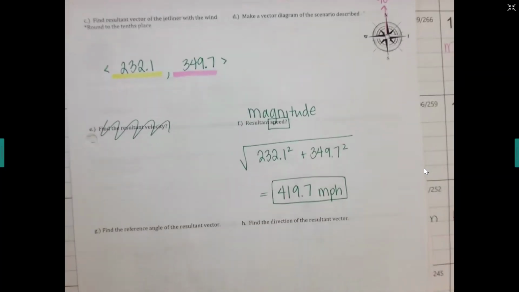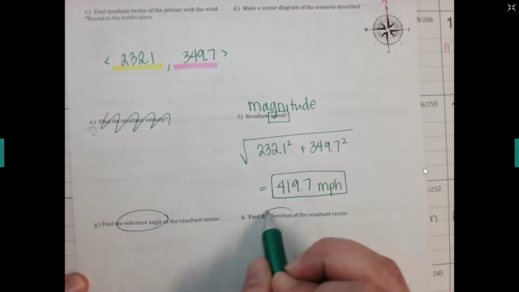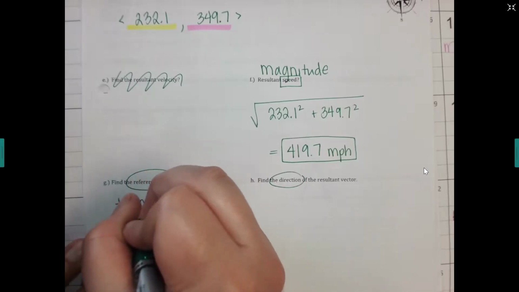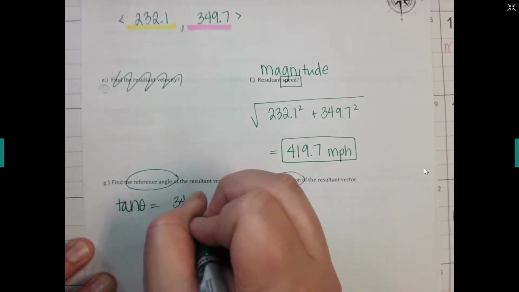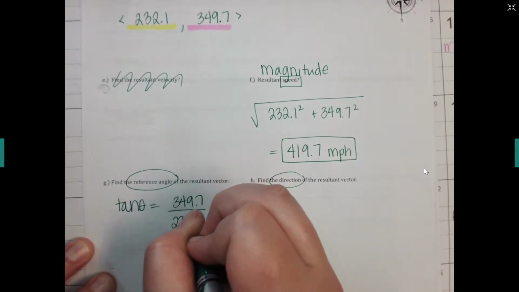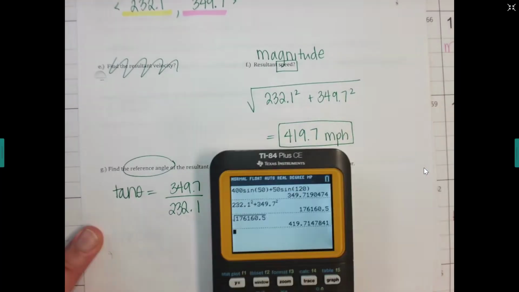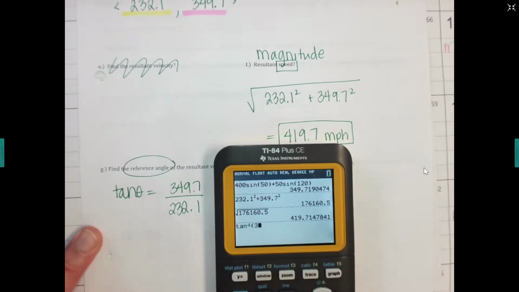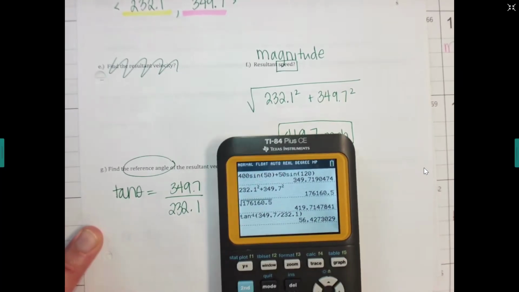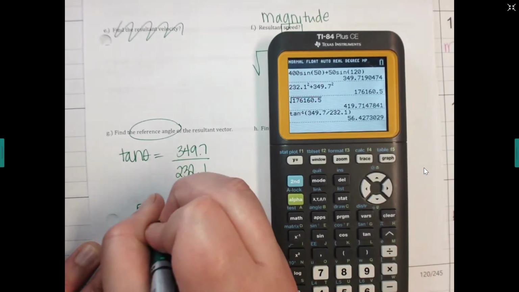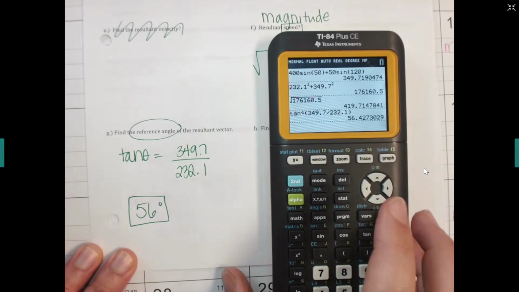Okay, bottom two questions. We're going to find the reference angle, then the direction. For the reference angle, I'm going to do tan y equals y over x, which is 349.7 over 232.1. But remember, when you put it in the calculator, you're going to second tan it. So second tan 349.7 divided by 232.1, and I got 56 degrees. That's the reference angle.